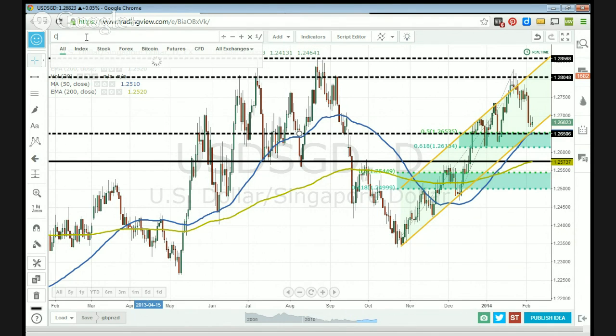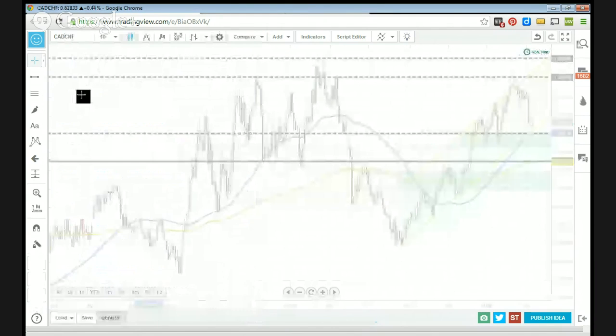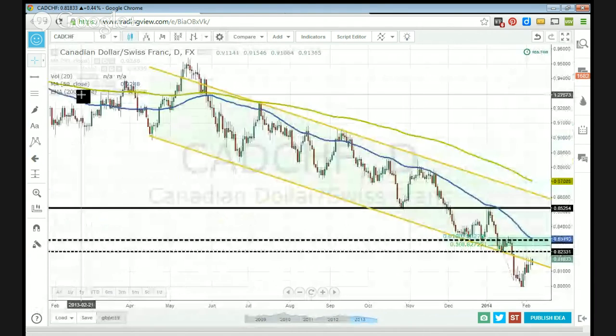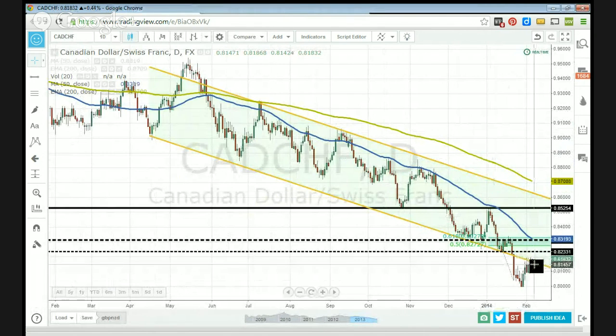Next up, the Canadian dollar pairs. Canada Swiss. We talked about this. It's in that down channel. It's come back, it's tested the bottom of that channel. It broke through it though. And that's one of the reasons why I don't really like the test of the channel as a support level. I prefer to rely on support and resistance as the horizontal lines.